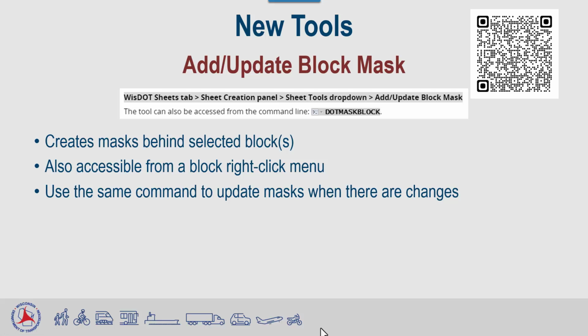We added a new tool called Add Update Block Mask. So what this does is it creates a mask behind any blocks that you select. It's accessible both from the WisDOT ribbon tabs, and it's also accessible from the block right-click menu. You use the same command to both update the masks and to create new ones. Let's take a look at this one.